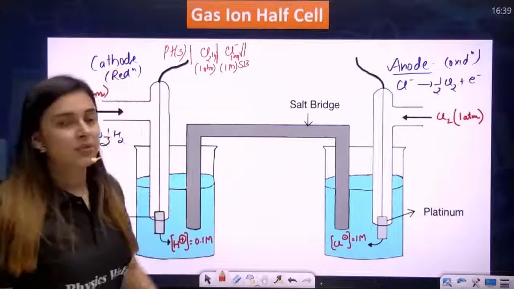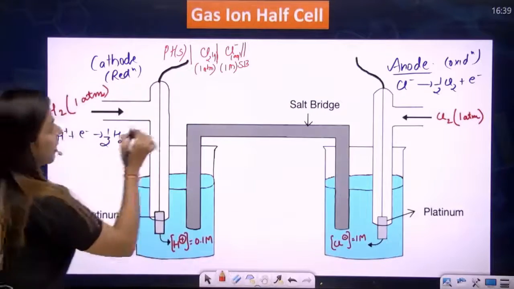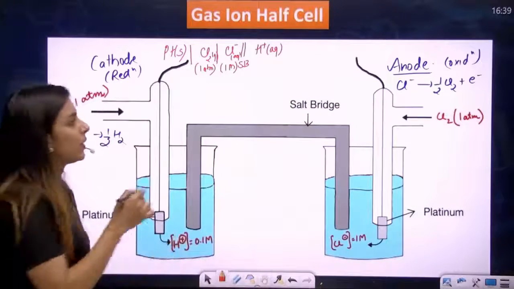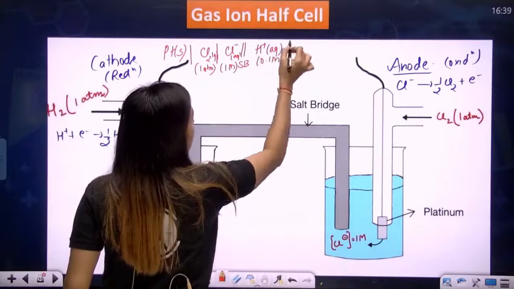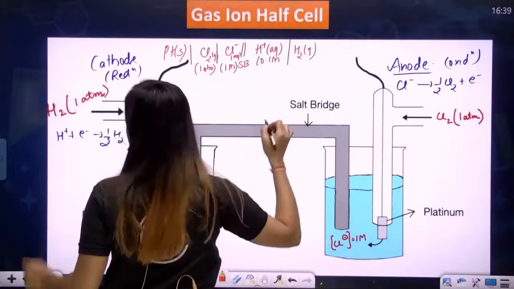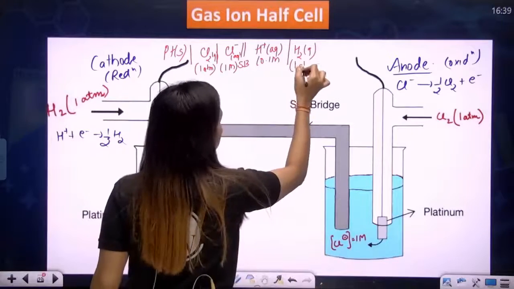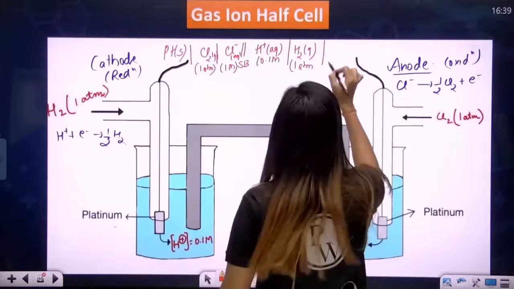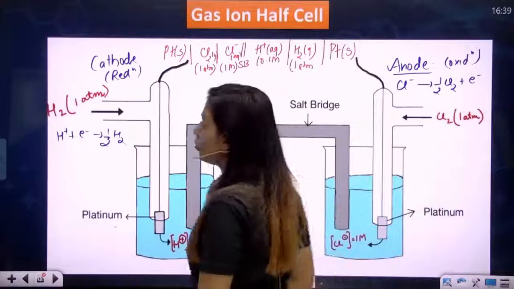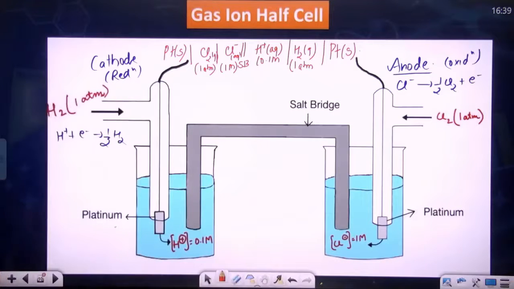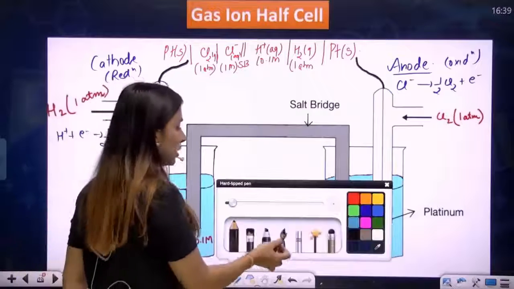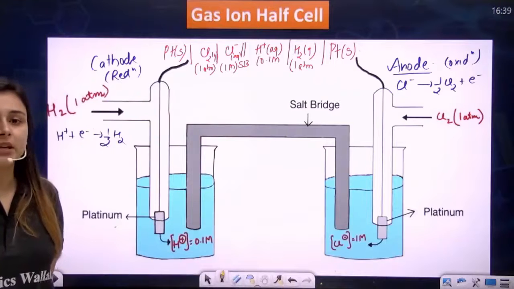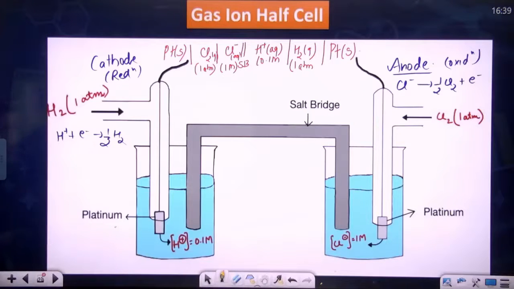Now let's write the cathodic representation. In cathodic representation, you have H plus aqueous. What is the concentration given? 0.1 molar. Then H2 gas. What is the pressure given? 1 atmosphere. And then at the end, you will write the electrode. The electrode is platinum, so platinum solid. This is how you will be representing a particular cell. I hope you're crystal clear with this part. If you want to write it, and then we'll move forward.